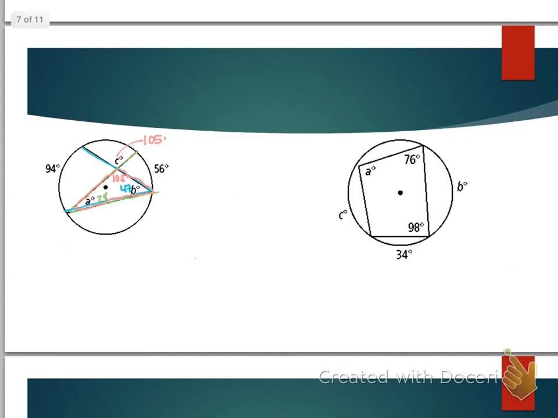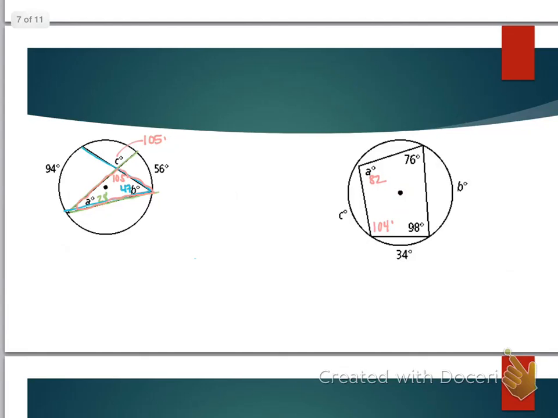Okay, this one we said if they're across from each other, if I have a quadrilateral inside it, they're going to be supplementary. So if I do 180 minus 76, I get this to be 104. And then if I do 180 minus 98, I should get the one across from it, which would be 82.